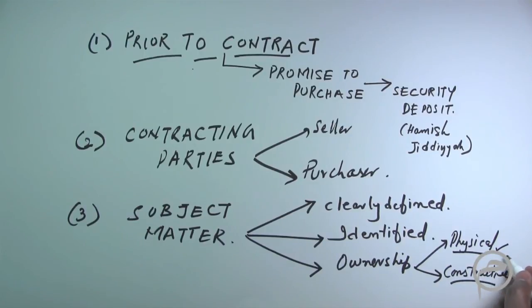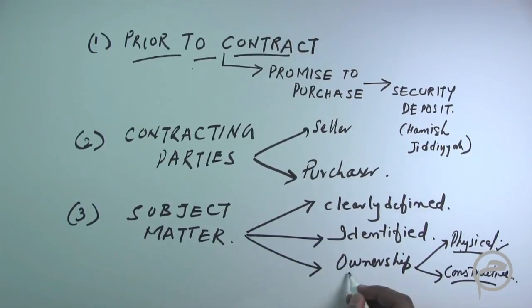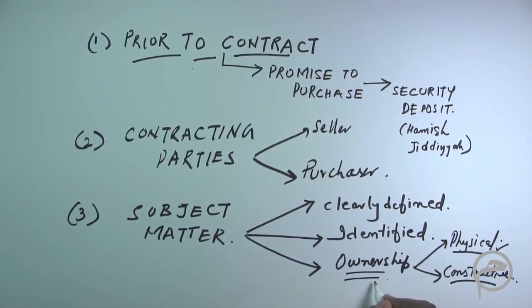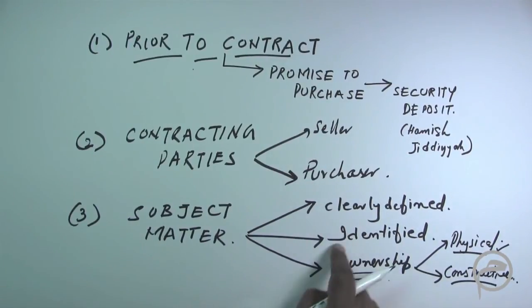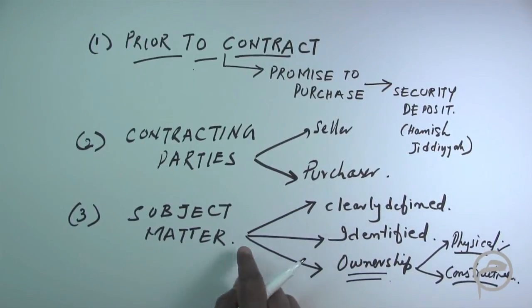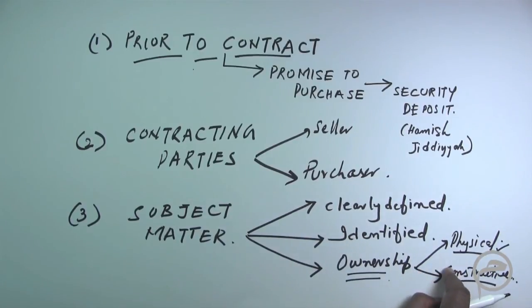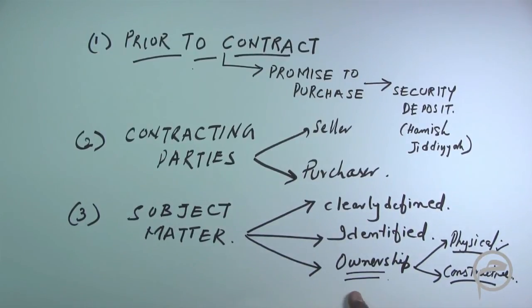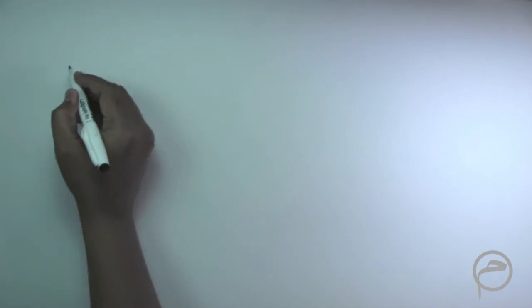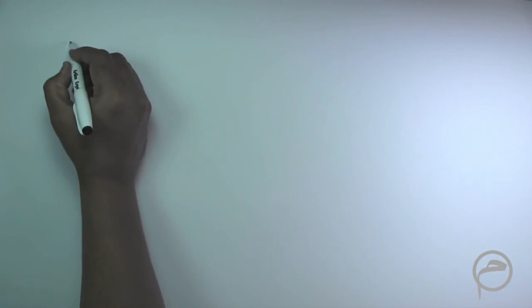But an important thing which we have to realize is that it has to be either physical or constructive, but ownership is very important, meaning that the seller needs to have the proper ownership of the asset before the seller is selling the asset to the purchaser. This is another important point which we have to understand with reference to the subject matter of the four contracts which we have discussed.